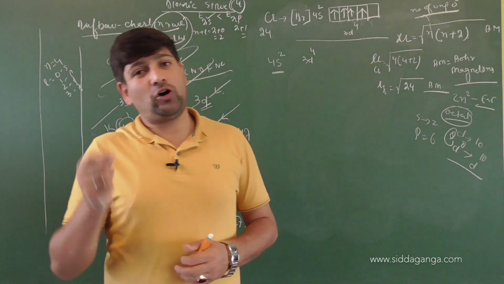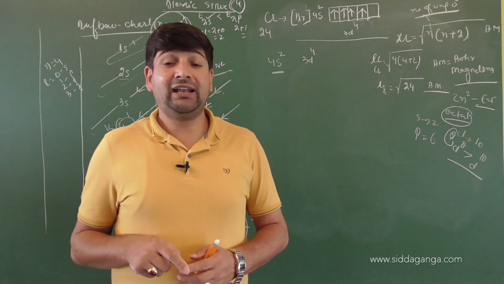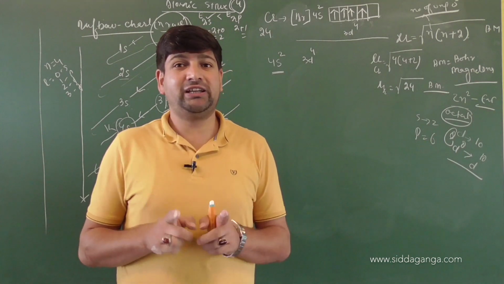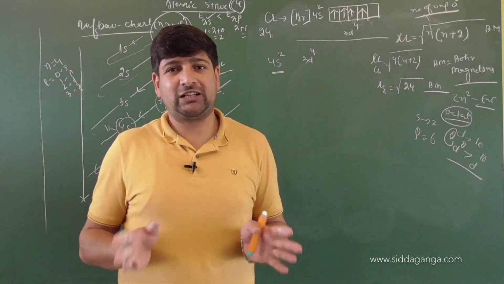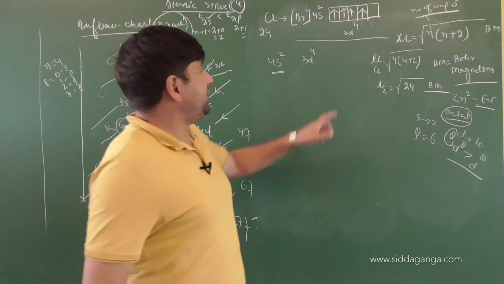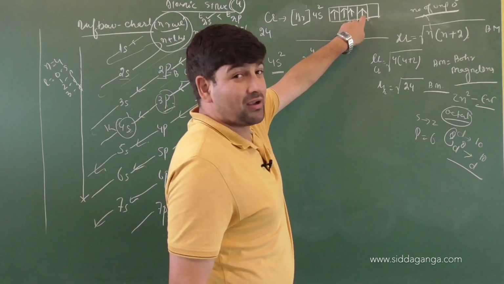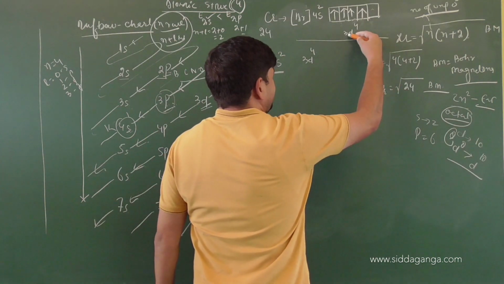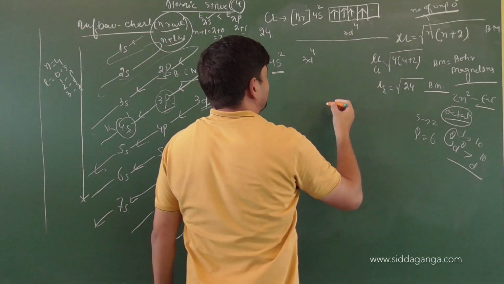Clear? Now, if octet is not possible as well, then an atom should try to have half-filled electrons. So d can have how many total? 10. If it has 5, it's very stable. Now, d now has how many? 4. If it has one more electron in this d, it will become d5, it will become stable for that.